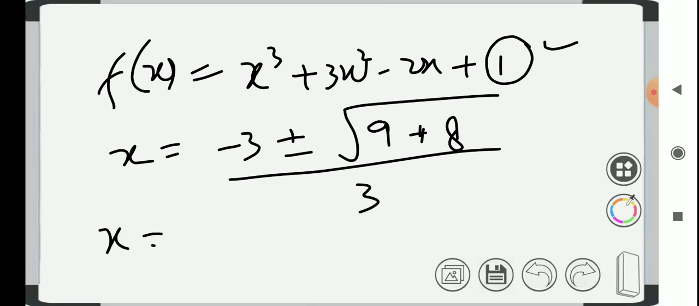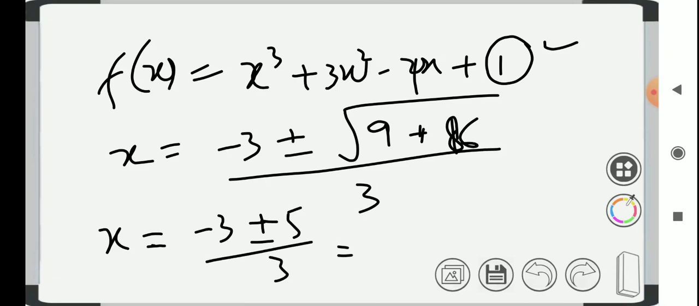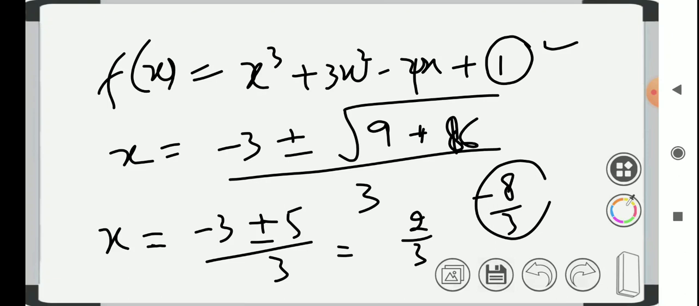For simplicity, let me take minus 4x, so that this becomes 16 and we will be able to solve for the root. So this will get us plus minus 5 upon 3, which is minus 3 plus 5 is 2 upon 3, which is positive, and minus 3 minus 5 upon 3, which is minus 8 upon 3, which is negative. So minus 8 upon 3 will be a point of maxima, and 2 upon 3 will be a point of minima.